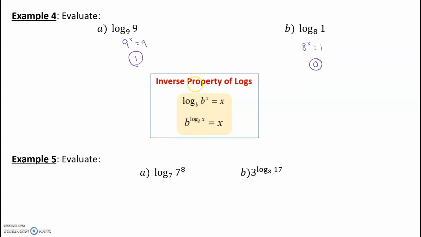Here, the inverse property of logs. So here, b to the x equals b to the x. So when you start seeing these, you say 7 to some power equals 7 to the 8th. Well, you know x is 8. So it winds up being that value of x, and that's what they're trying to show you here. Same concept here. It winds up being that value of x, but why?